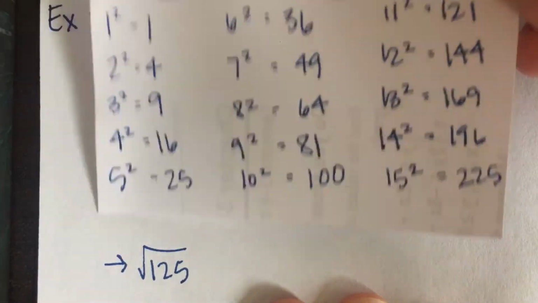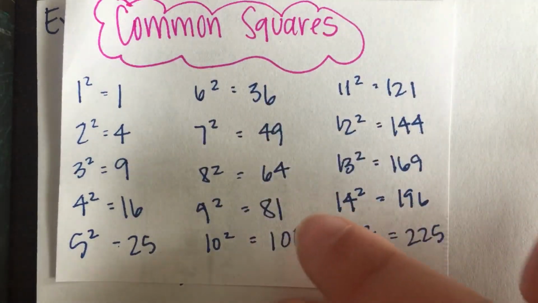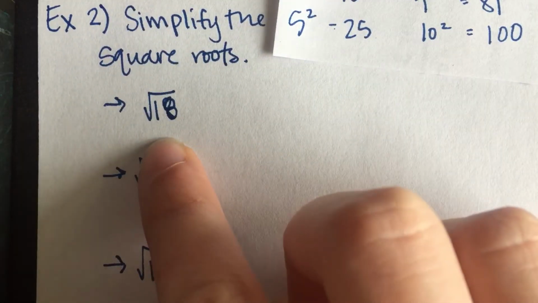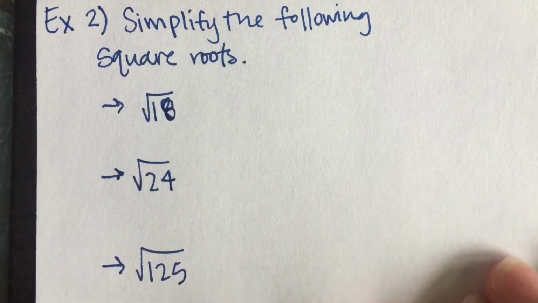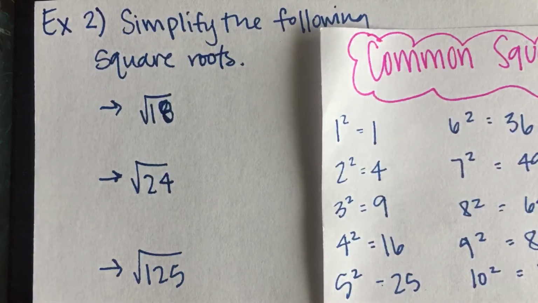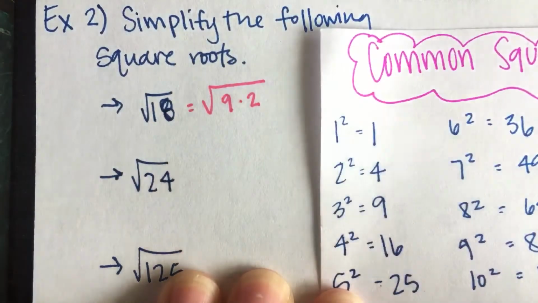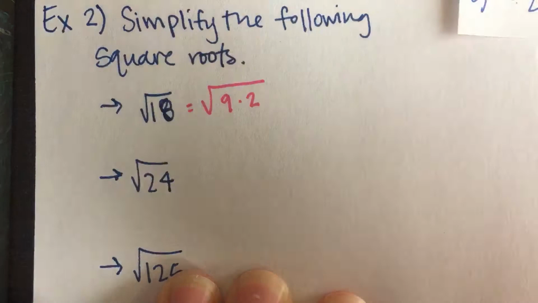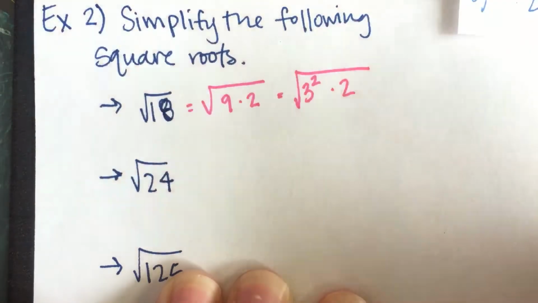And so we're going to look at our list of common squares, our whole numbers, and we're going to see which of these perfect squares will divide into the number that is underneath the square root sign. So 18 can be divided by 9, which is on our perfect common squares list. So we're going to rewrite 18 as a product using 9 times 2. Now, 9 is the same thing as 3 squared. So we're going to replace that 9 with a 3 squared.